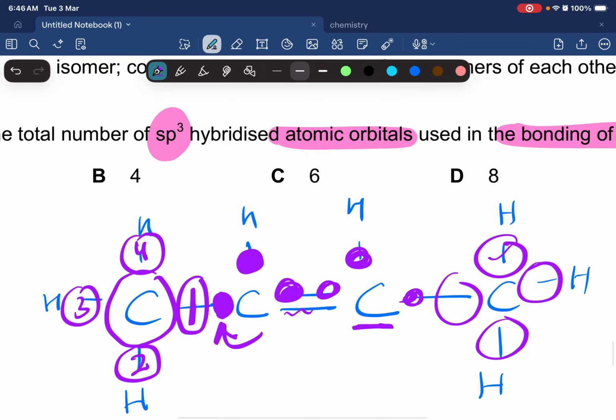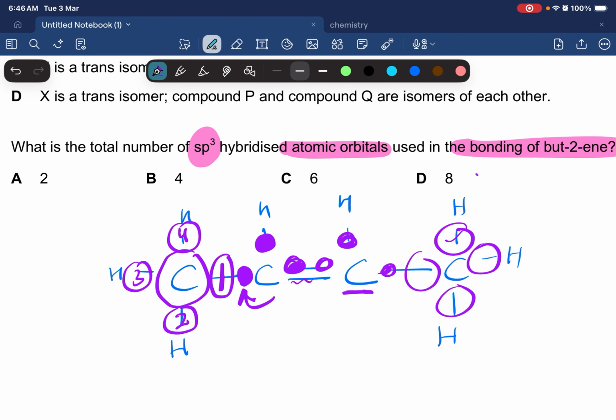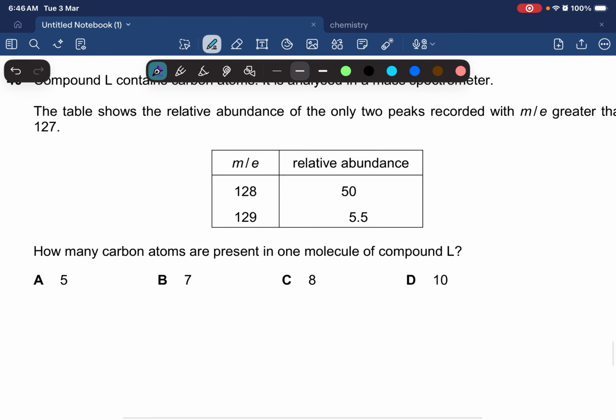So how many in total sp3 hybridized? We have 1, 2, 3, 4, 5, 6, 7, 8. 4 for this carbon, 4 for this carbon. So in total 8 sp3 hybridized.